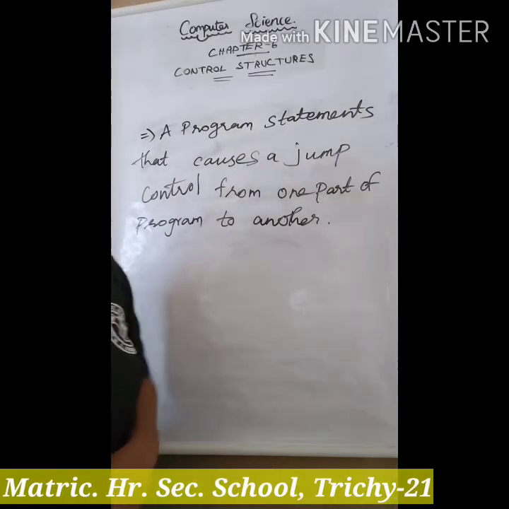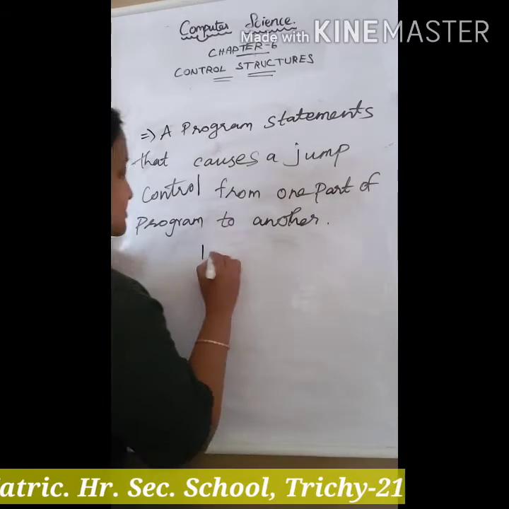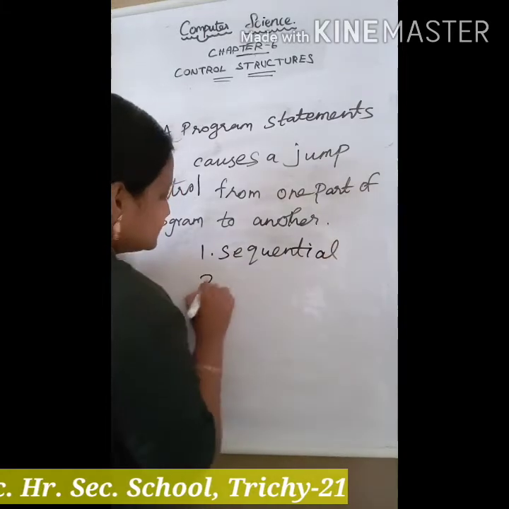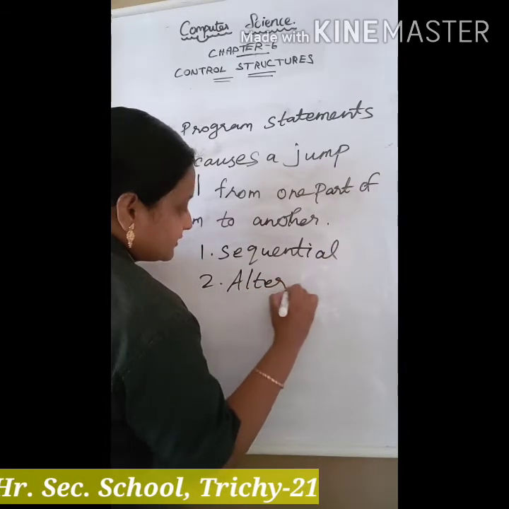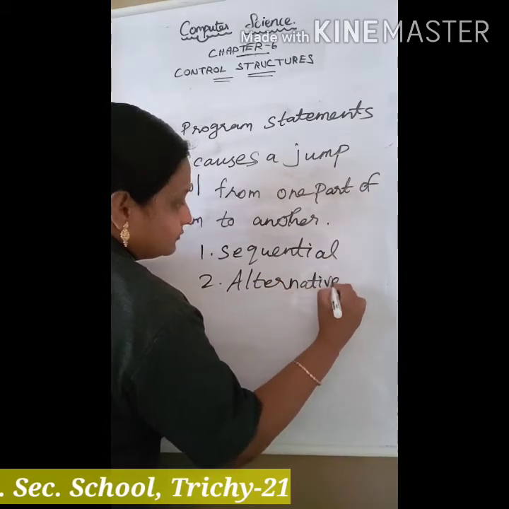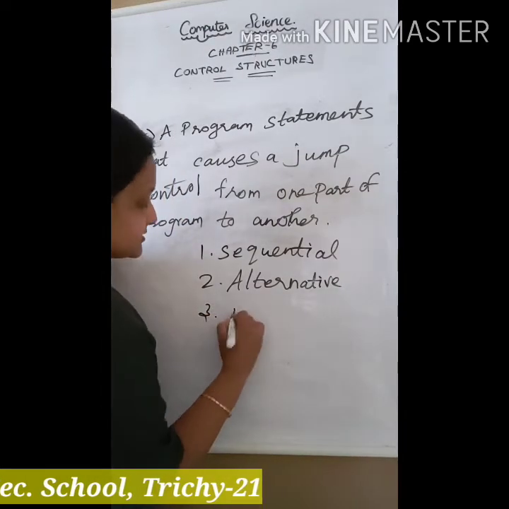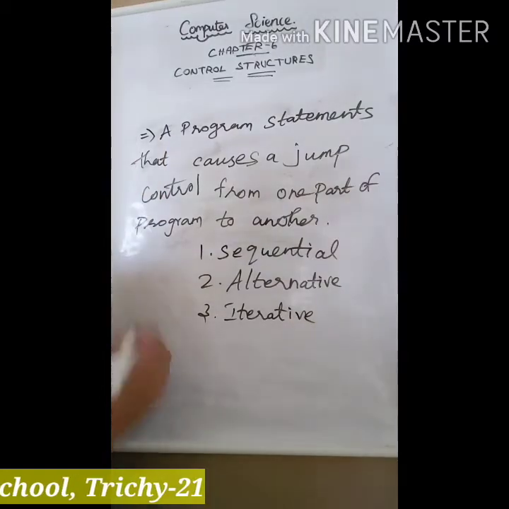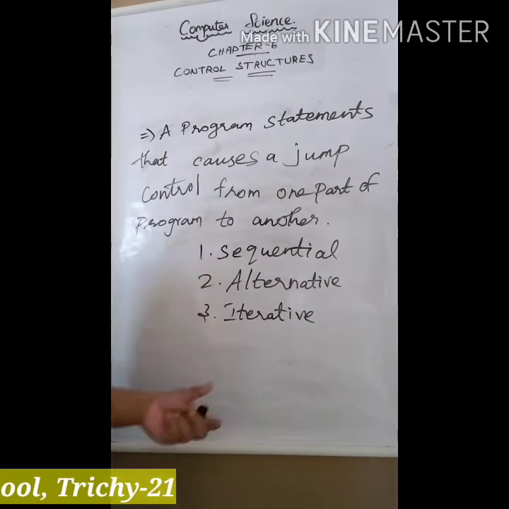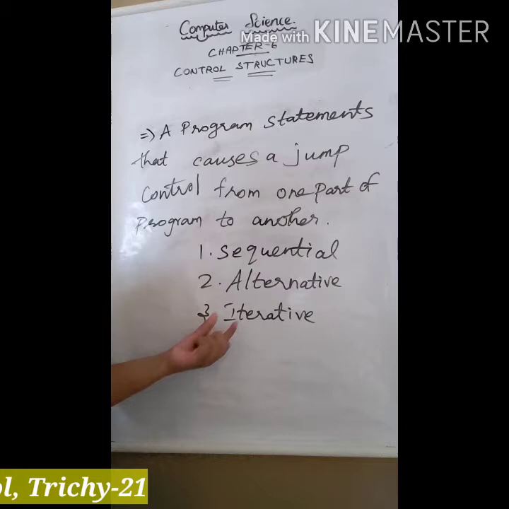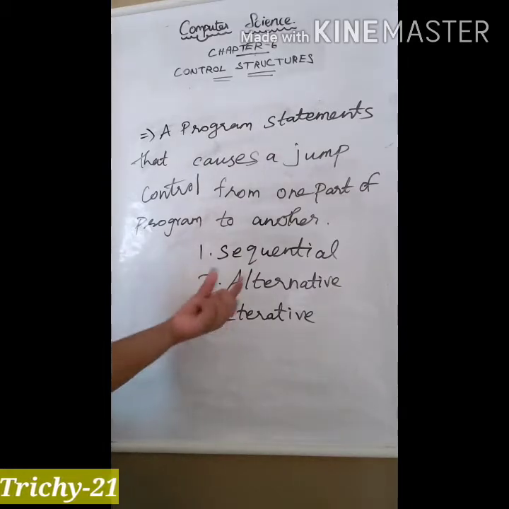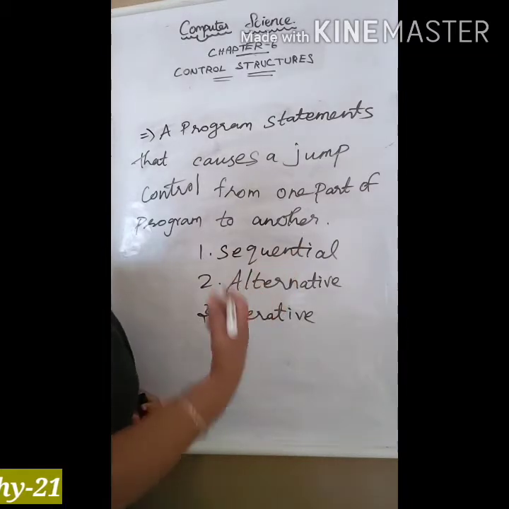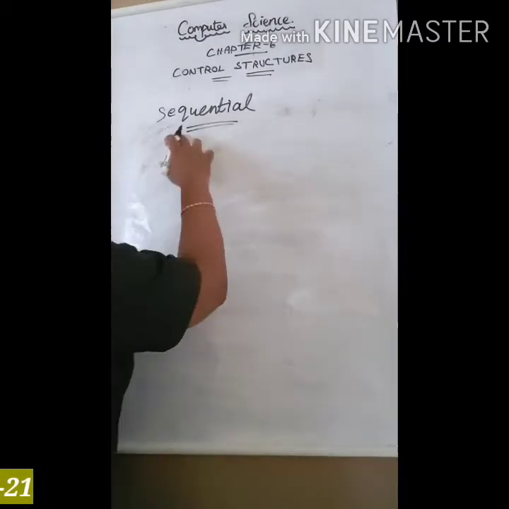It has three types: the first one is sequential, the second is alternative or branching, and the third one is iterative or looping. Now we'll study them one by one. The first one is sequential.